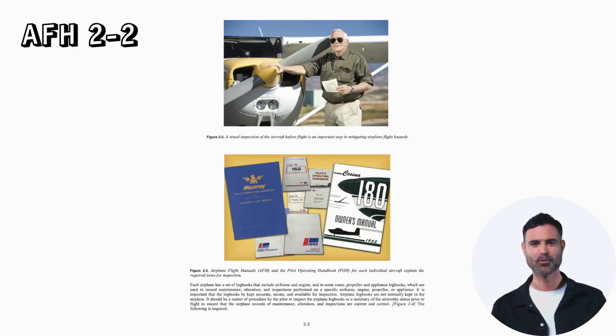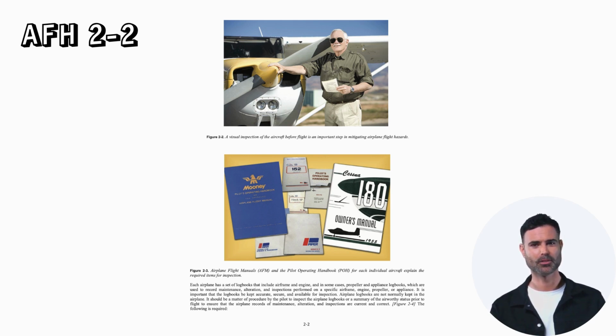Each airplane has a set of logbooks that include airframe and engine, and in some cases, propeller and appliance logbooks, which are used to record maintenance, alteration, and inspections performed on a specific airframe, engine, propeller, or appliance. It is important that the logbooks be kept accurate, secure, and available for inspection. Airplane logbooks are not normally kept in the airplane. It should be a matter of procedure by the pilot to inspect the airplane logbooks or a summary of the airworthy status prior to flight to ensure that the airplane records of maintenance, alteration, and inspections are current and correct.